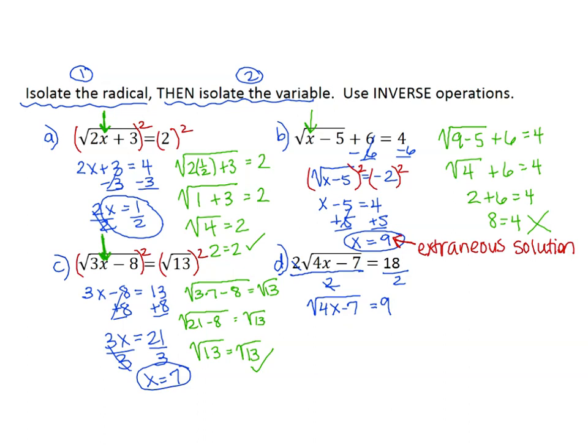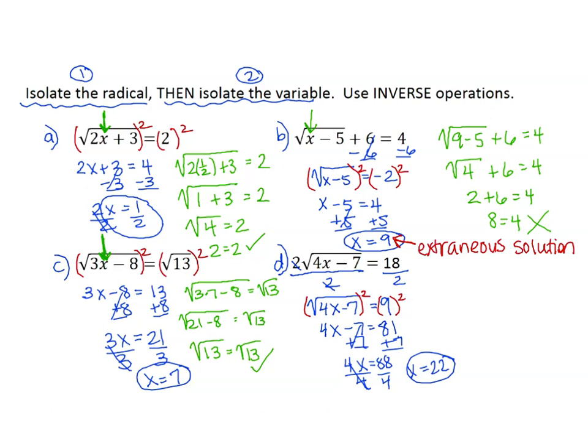Now that our radical has been isolated, we can continue using inverse operations. It's square rooted, so we square it. That would be the inverse. And then we're left with 4x minus 7 equals, on the right side, 81. We continue solving, so we would add 7 to both sides. 4x equals 88. Continue solving, dividing both sides by 4, and we get x is 22.